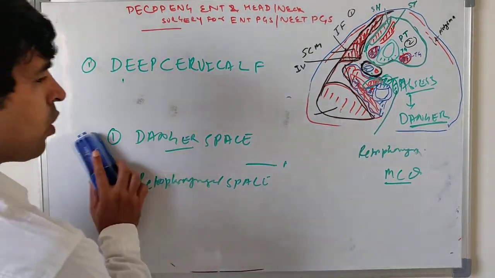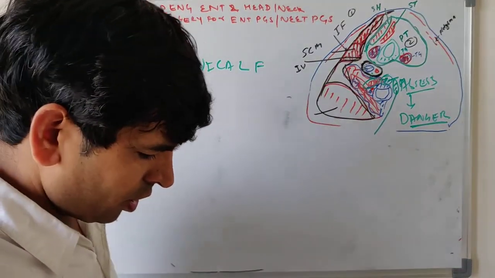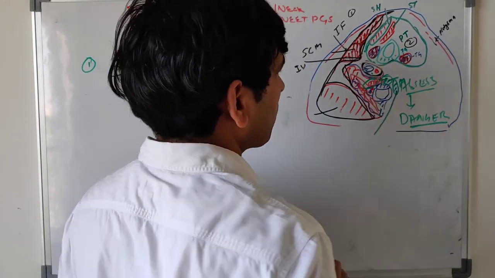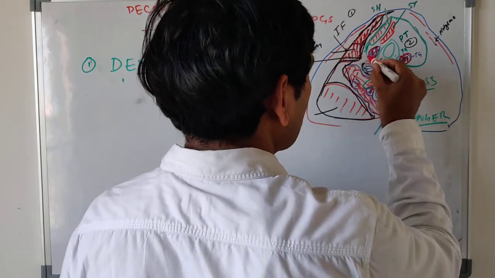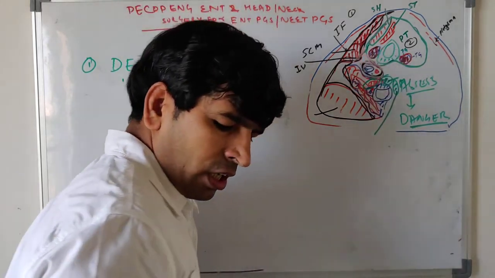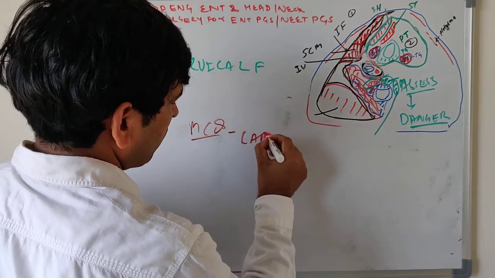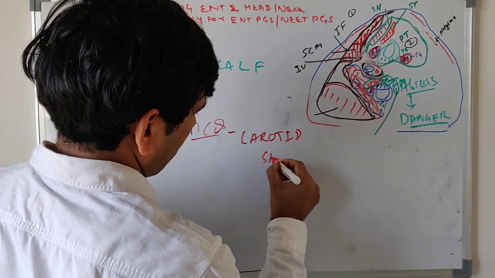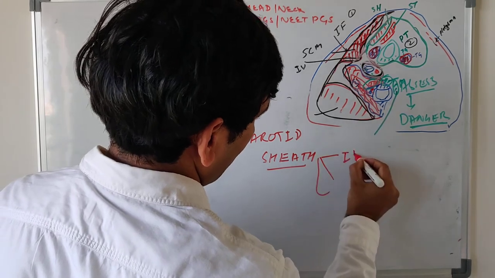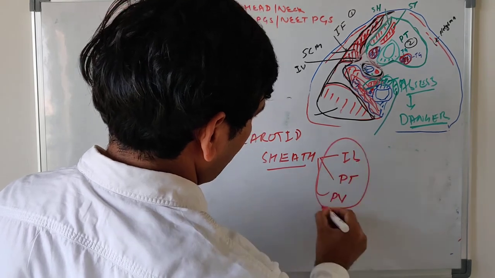Okay. Now we will talk about some important ones like the carotid sheath. The carotid sheath is an extension of the prevertebral layer of deep cervical fascia, but some part is also formed by the pretracheal layer, and some part by the investing layer. If any MCQ is asked, the carotid sheath is formed by all layers: investing layer, pretracheal layer, and prevertebral layer all form the carotid sheath.